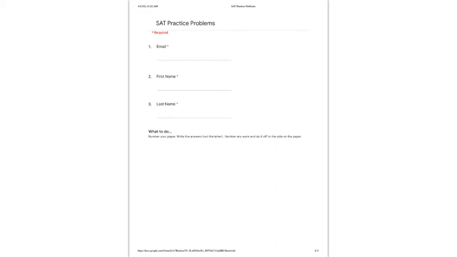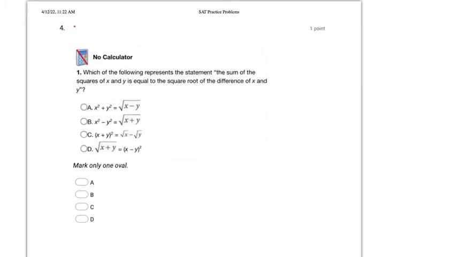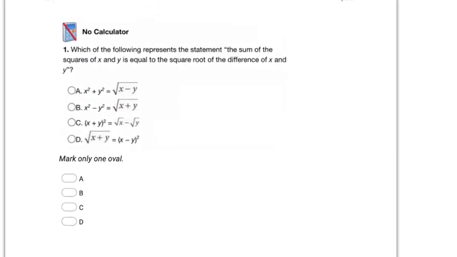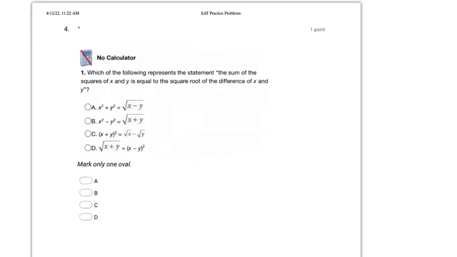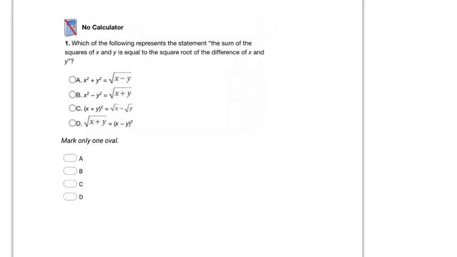So here's a few problems to review for the upcoming SAT. It is an assignment just because we got to assign it and give you guys credit for doing the work. So let's take a look at the first problem here. I don't know why I disabled 4 up there, but anyway, number 1.